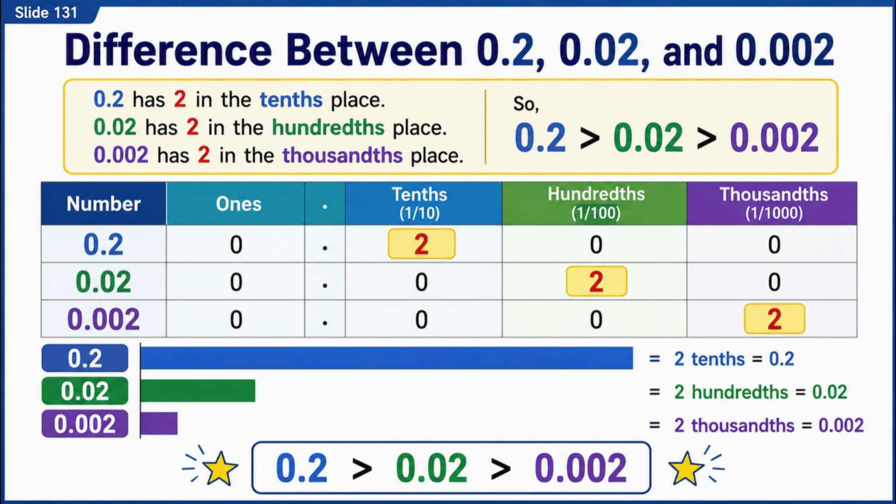Difference between 0.2, 0.02, and 0.002. Zeros between the decimal point and a non-zero digit change the value. In 0.2, the digit 2 is in the tenths place. In 0.02, the digit 2 is in the hundredths place. In 0.002, the digit 2 is in the thousandths place. Tenths are larger than hundredths. Hundredths are larger than thousandths. So 0.2 is greater than 0.02, and 0.02 is greater than 0.002.